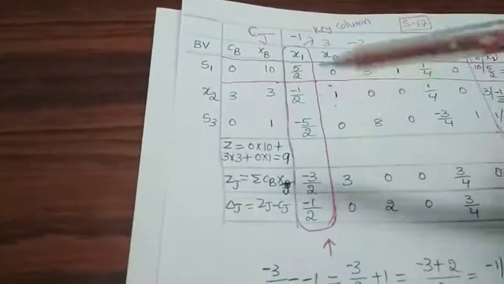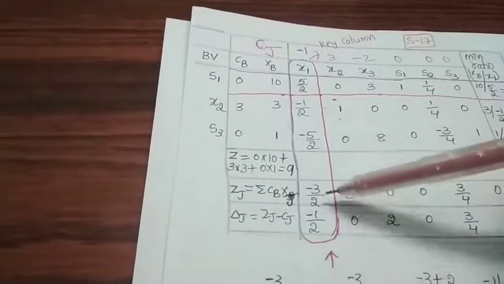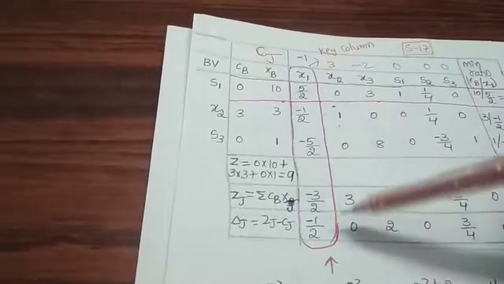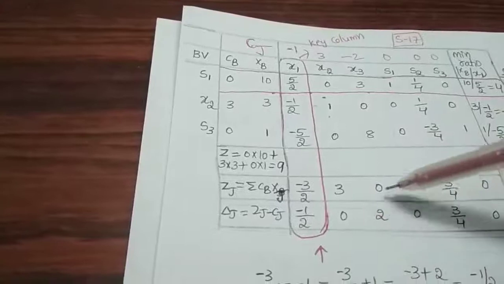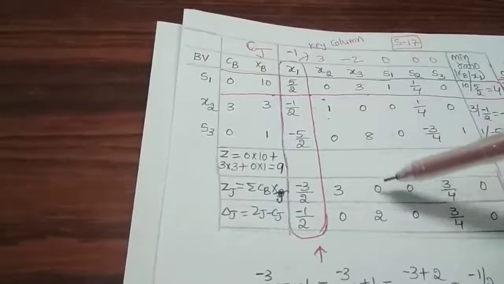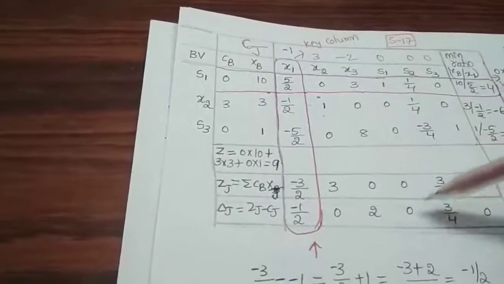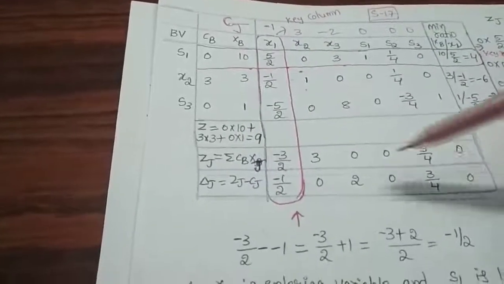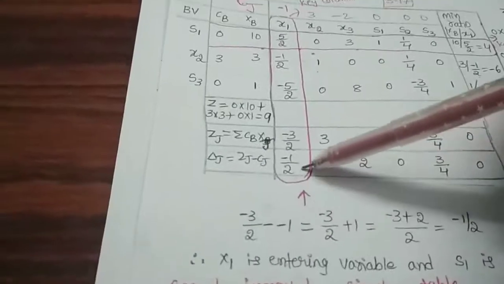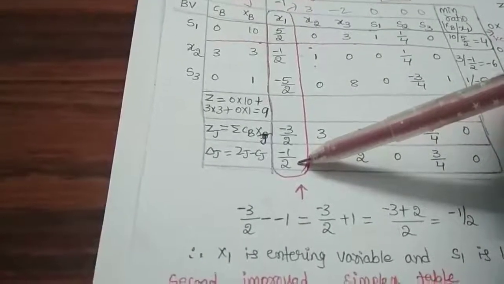CJ values are minus 1, 3, minus 2, 0, 0, 0. Now minus 3 by 2 minus 1, we got the value equal to minus 1 by 2. 3 minus 3 that equal to 0. 0 minus half minus 2 that equal to plus 2. 0 minus 0, 0. 3 by 4 minus 0, 3 by 4. 0 minus 0 that equal to 0. Here also we got one negative value, that negative value is minus 1 by 2.